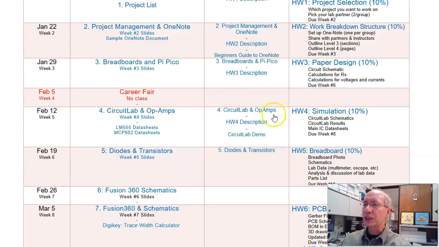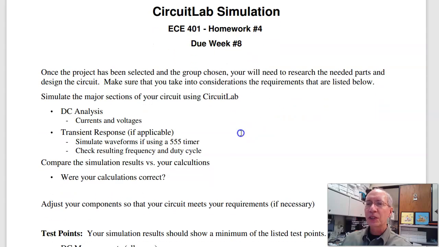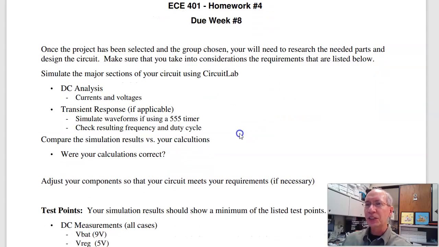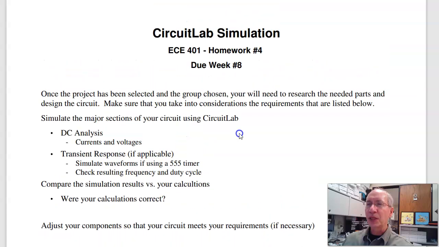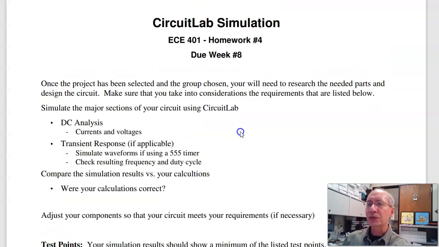So at this point, you should have your circuit designed on paper, and with that you've got calculations for the resistors, capacitors, and so on. Now we want to do homework set number 4, Simulation. Verify that your circuit works in CircuitLab. So on this homework, take your circuit, transfer it to CircuitLab, and then check your calculations. And there's a couple ways of doing that.